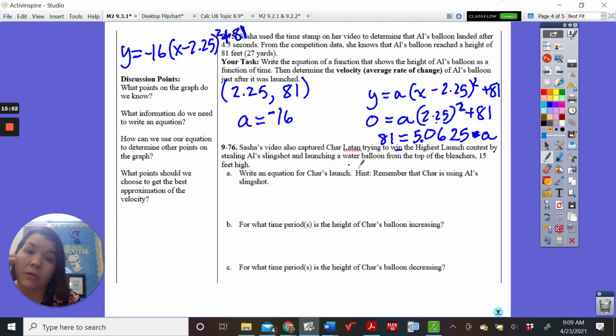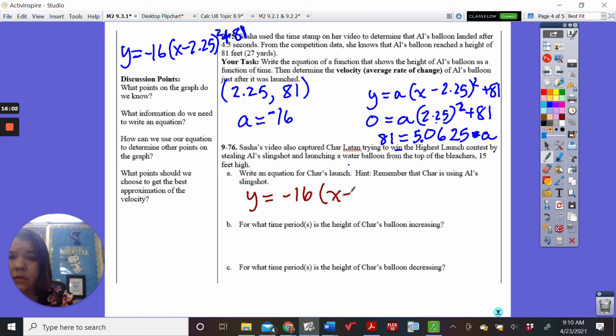All right, so since he stole Al's slingshot, the idea is to take Al's equation and add the initial change in how high it is. So the vertex will be up 15 feet higher. So 81 plus 15 is 96. Okay, and so there's his equation.